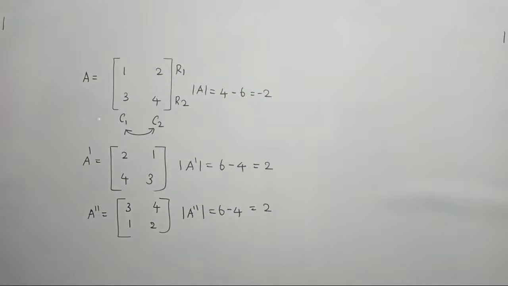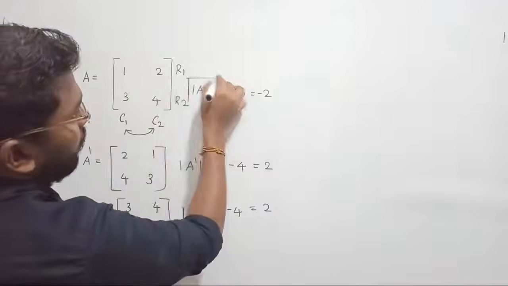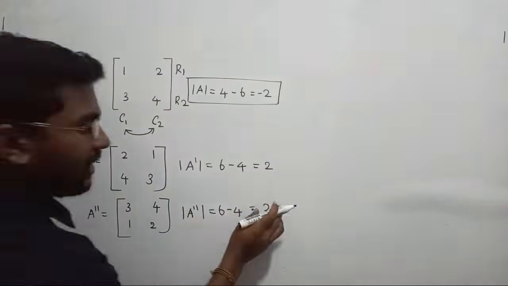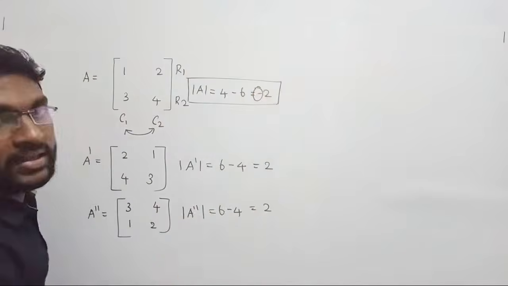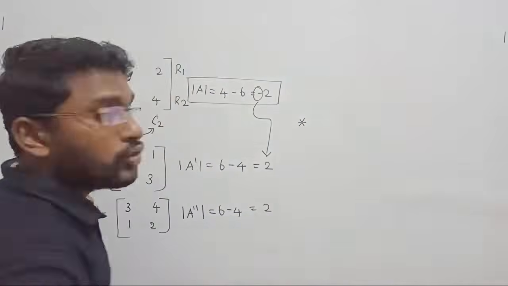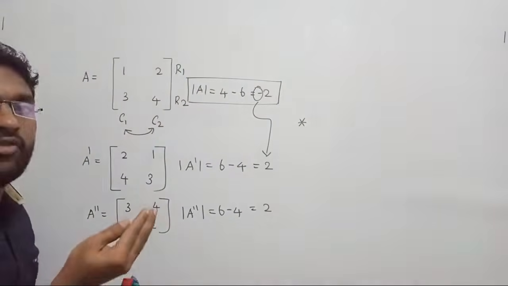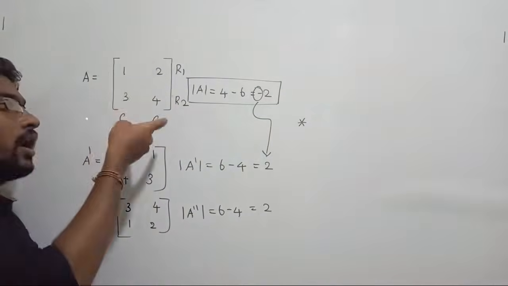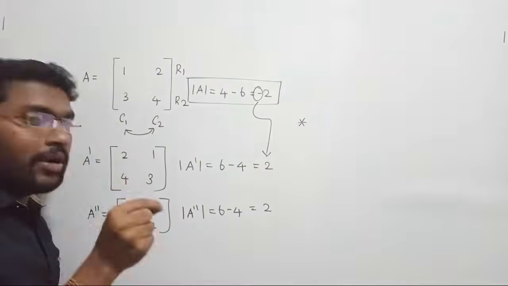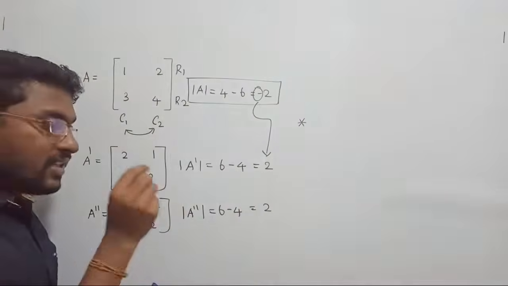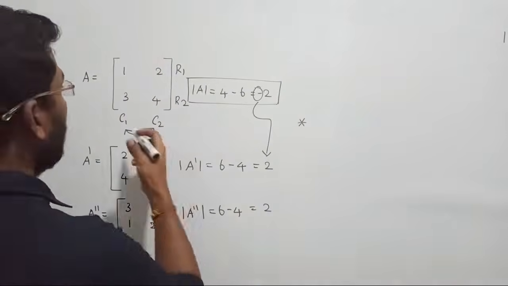What is the conclusion here? For matrix A, our determinant is minus 2. When I am interchanging the position of columns or the position of rows, in the resultant, the sign of the determinant will change. Do you agree? So if we interchange 2 rows or 2 columns, then in the resultant determinant of that matrix, only the sign will change. Clear? That is the next property of your matrix A.